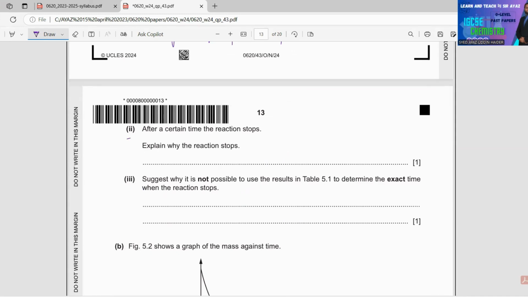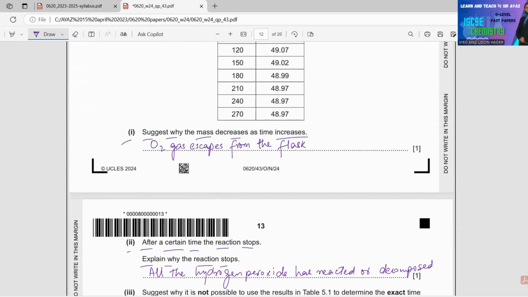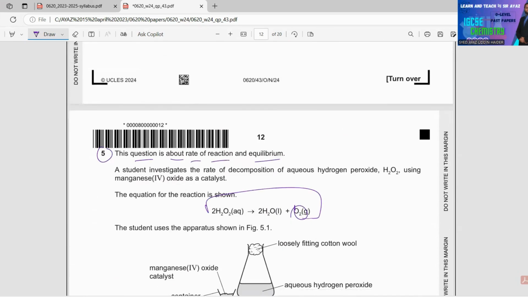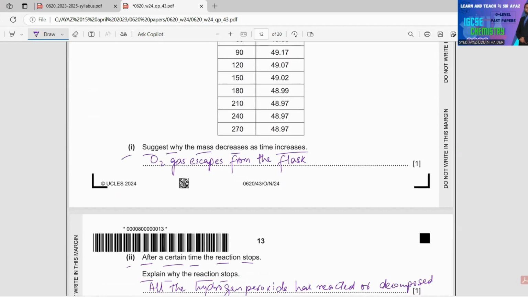Part 2, after a certain time, the reaction stops. Explain why the reaction stops. So definitely all the H2O2 has decomposed or reacted. So you write all the hydrogen peroxide has reacted or decomposed. You see the reaction is decomposition because it's breaking down into two products, water and oxygen.